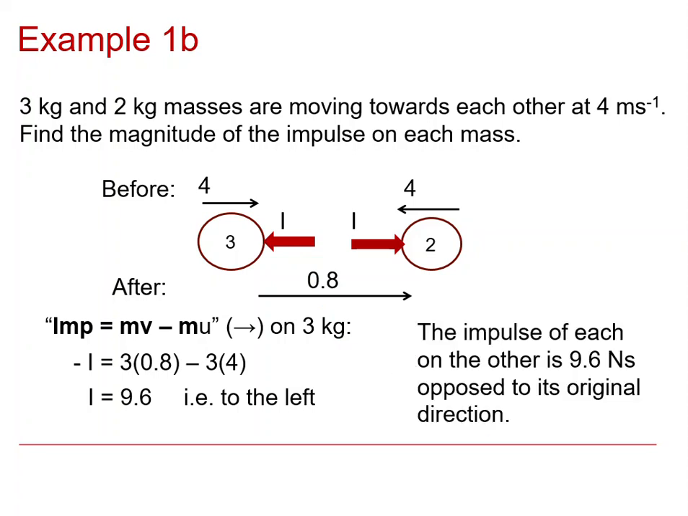So now I give my answer in context. The impulse of each on the other is 9.6 Newton seconds, and I've had to specify the direction as well, and because they're equal and opposite, we need to make clear what acts on what. So in each case, the effect of the impulse is in the opposite direction to its original velocity, and that makes it clear.